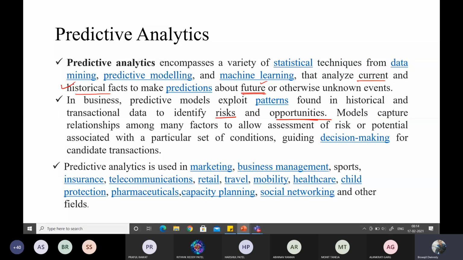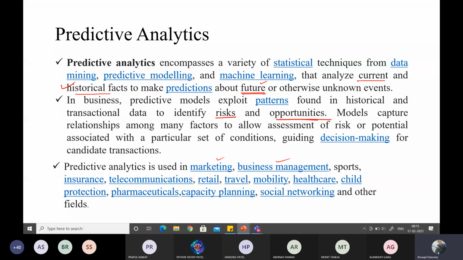Predictive analytics are used in sectors like marketing, business management, sports, insurance, telecommunication, retail, travel, mobility, healthcare, child protection, pharmaceuticals, capacity planning, social networking, etc. In all these areas, these types of predictive analytics are used. In business, it is highly used to know the demand of a product or the share value after some years. All these things are predicted by different types of analytics techniques.